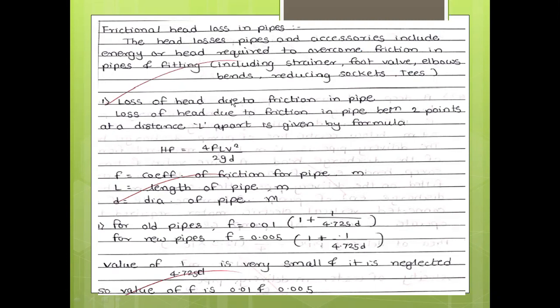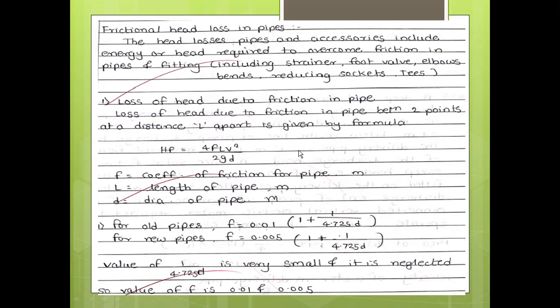First, the loss of head due to friction in a pipe. The loss of head due to friction in a pipe between 2 points at distance L is given by the formula HF is equal to 4FLV square upon 2gD, where F is the coefficient of friction for the pipe, L is the length of pipe in meter, and D is the diameter of pipe in meter.